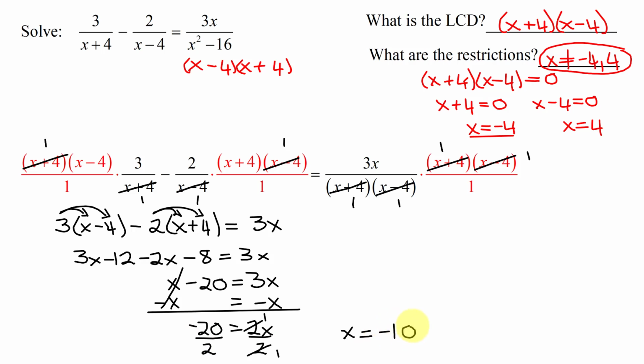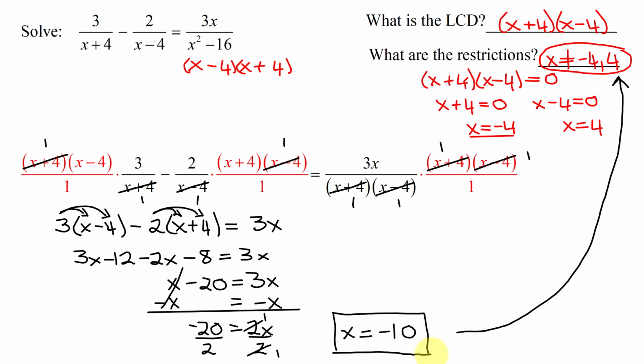But I'm not quite done yet. I must check my answer against the restrictions. Is x equals -10 allowed? Yes, the only two values of x that were not allowed are -4 and +4. So I have shown that x equals -10 is not an extraneous solution, but I haven't shown it's a correct solution. To do that, I'd have to plug x equals -10 into the original equation and show that I got a true statement.